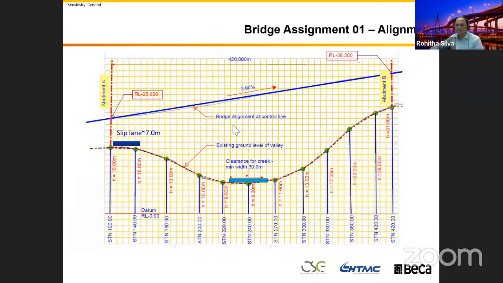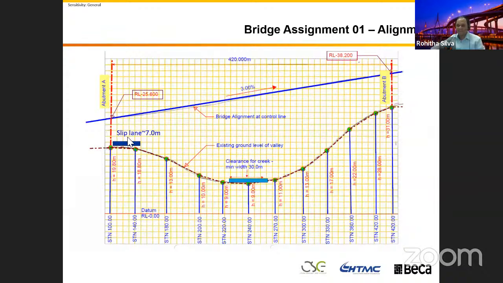Then there are constraints in this bridge. This is the valley. There's a creek running in the middle, in the bottom section of the valley. The width of the creek is 30 meters. For environmental requirements, you can't touch this creek. You can do things, but you can't build your structures within the creek. Whatever you build should be outside.